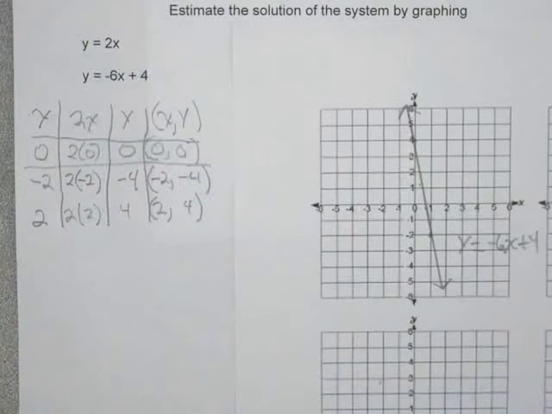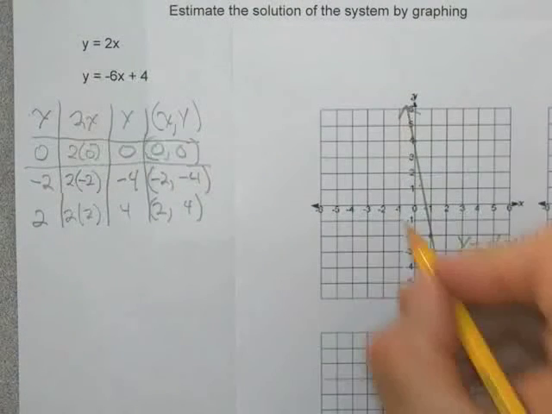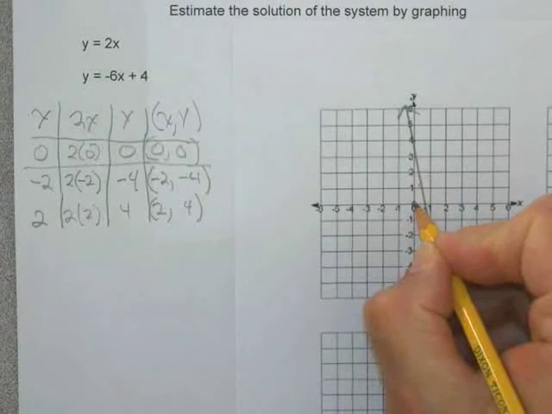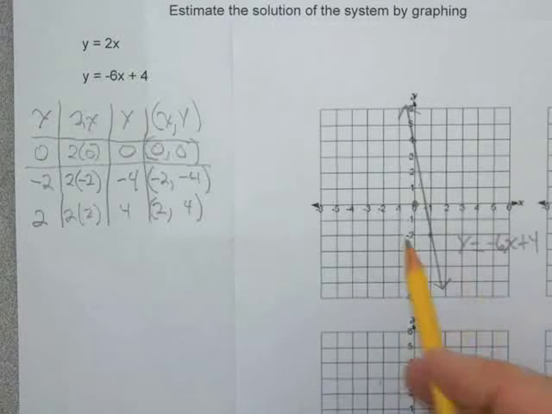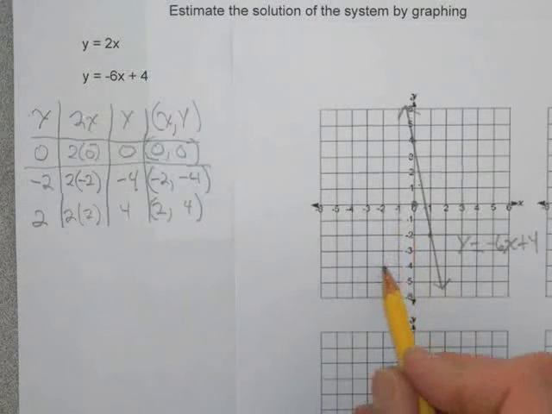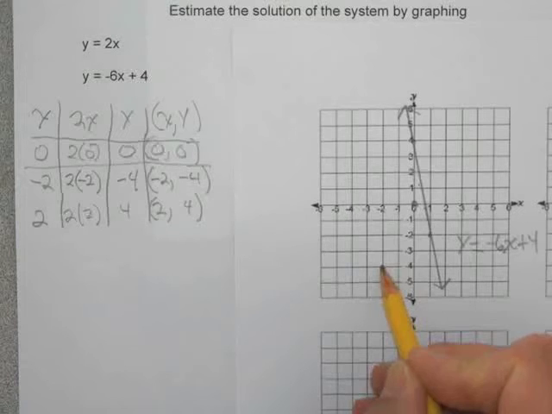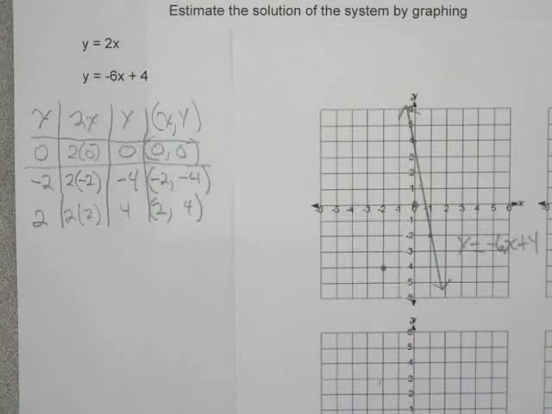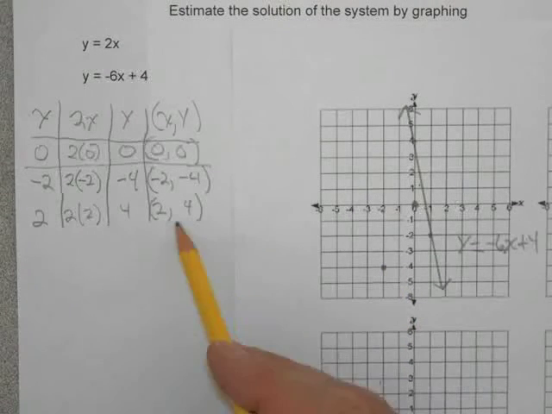All right, so why don't we plot these points? We're at the point 0, 0. That's my first one. That would be this. Negative 2, negative 4. I've got negative 2 and going down to negative 4. Now I've got 2 points. And lastly, positive 2, positive 4.